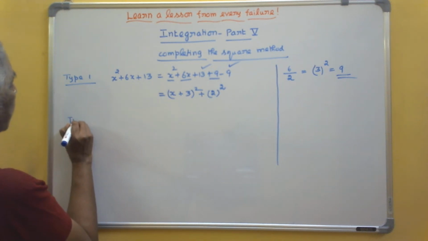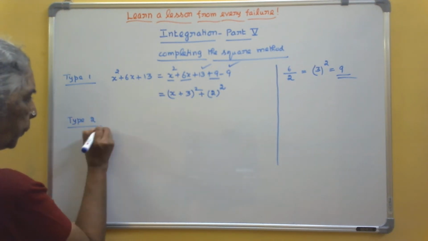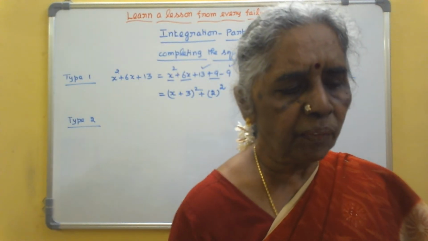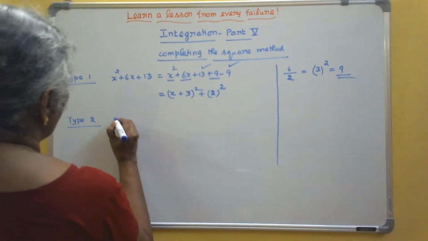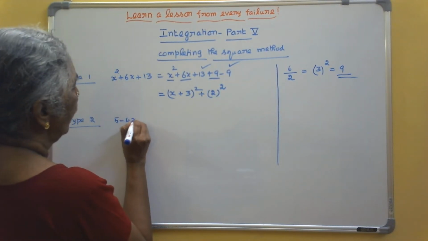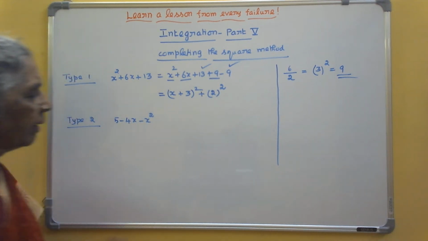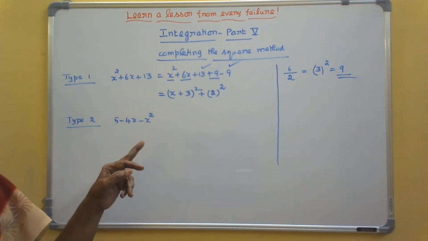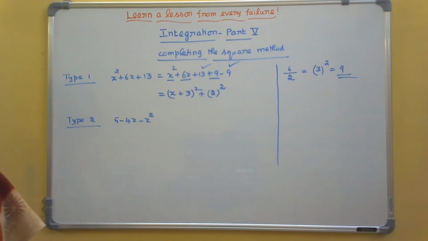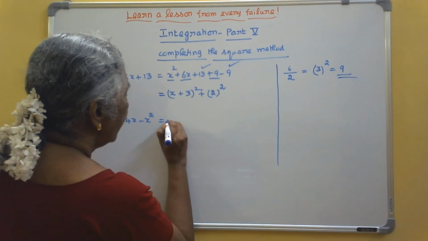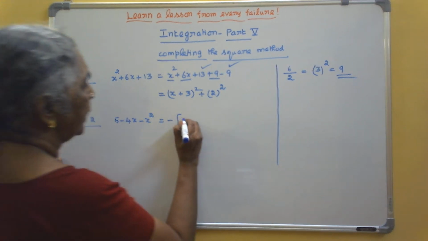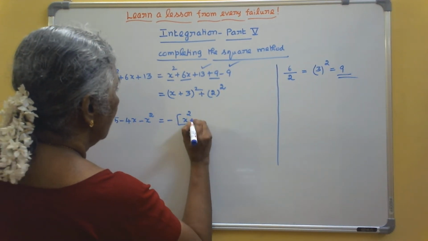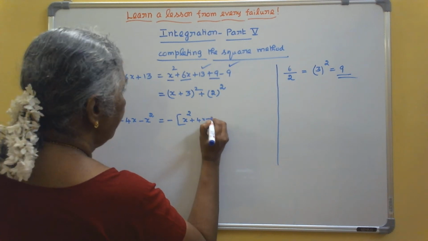Now let me go to type 2, where the coefficient of x squared is a negative. For example, consider 5 minus 4x minus x squared. Here the x squared has a coefficient of minus 1. This I call type 2. Now what I am going to do is take a minus out. That is the first thing I am going to do. So now I will write the x squared term first. This will also become plus, and this will become minus 5.